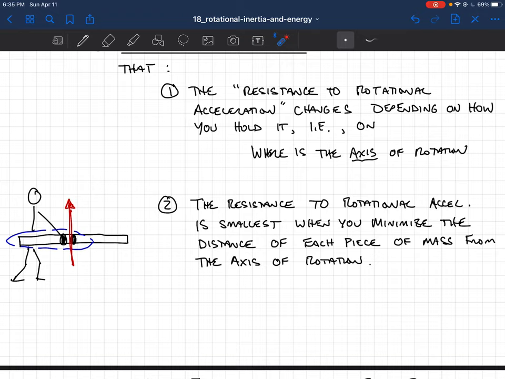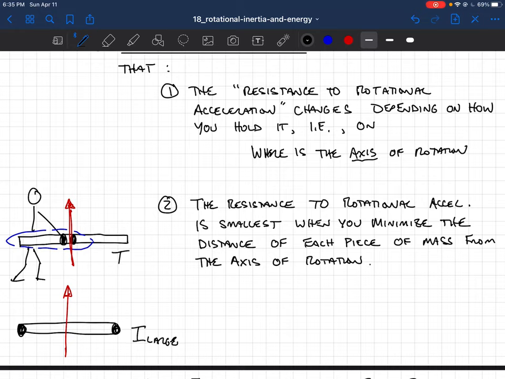So the experiment that I wanted to show you in the classroom is you can take these little masses on the meter stick and move them very close to your hand where you're rotating, and that will feel like a small rotational inertia. But if you move those masses out to the ends, then you're putting lots of mass far away from the rotational axis, and that will be a large rotational inertia. So this is I large, and this is I small. Those are the two qualitative ideas.